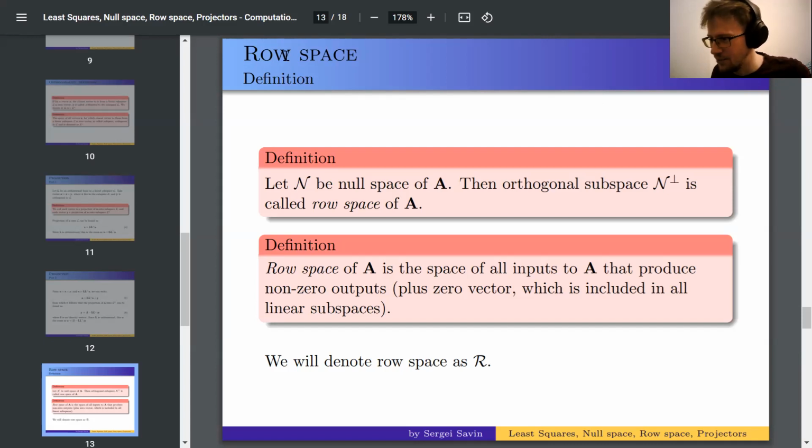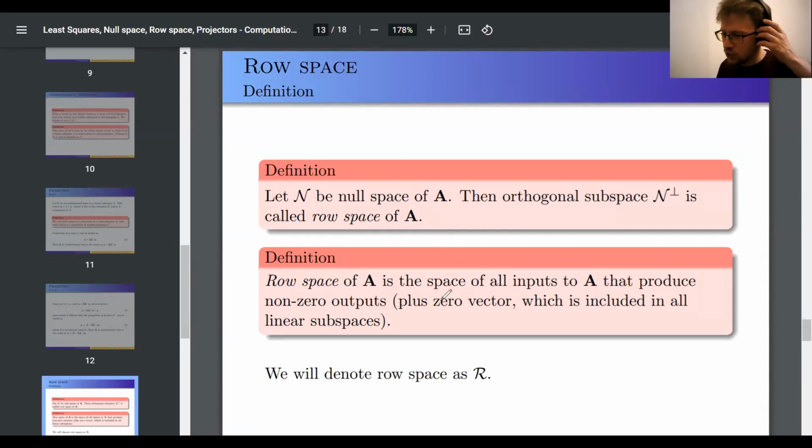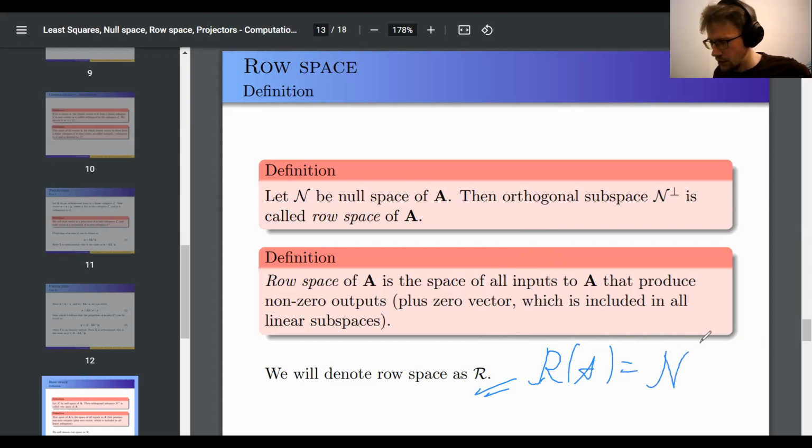All right, back to here. We denote the row space itself as R. We can say that R of A is equal to N perp of A, right? So the orthogonal complement of the null space is R, the row space. Okay, good.